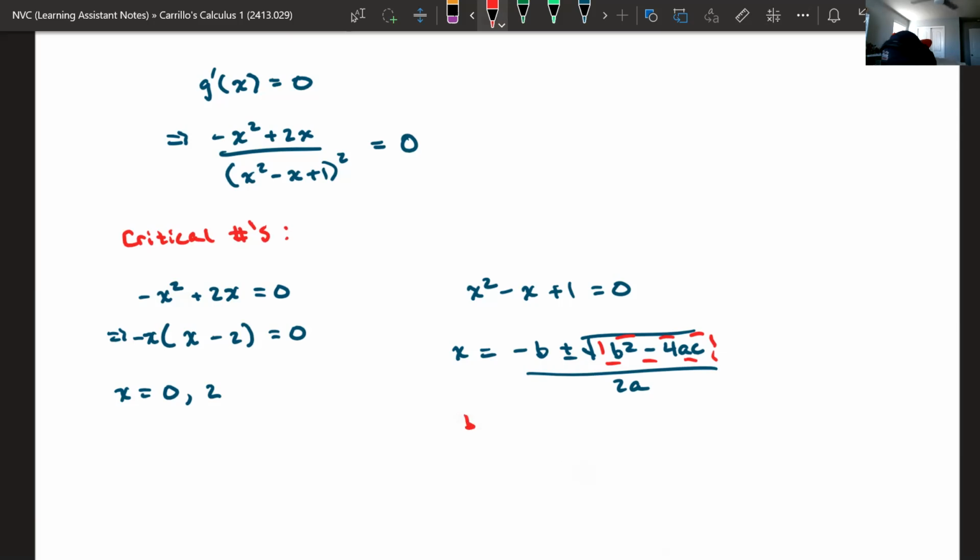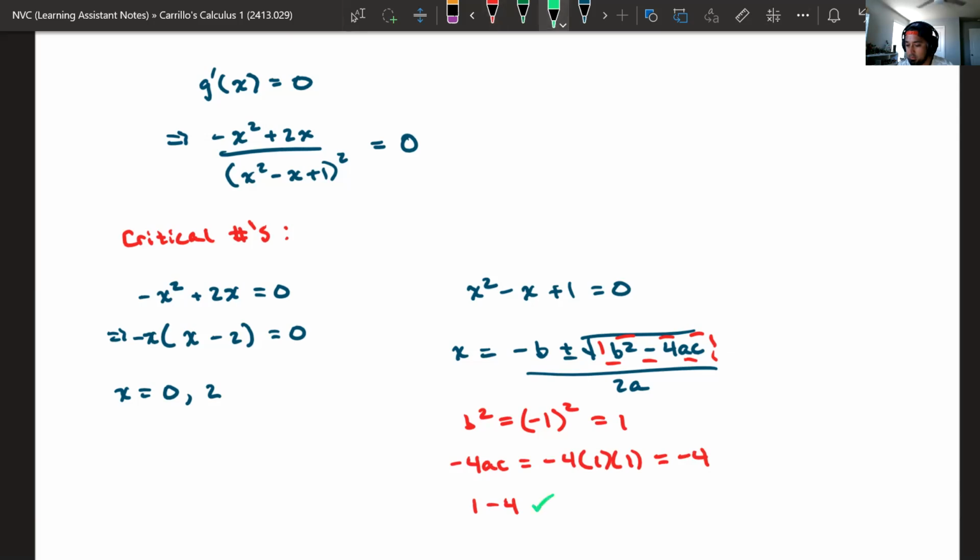Okay. So b squared is negative 1 squared, right? Negative 4ac will be negative 4 times a, which is 1, times c, which is 1, and this will be a negative 4. This will be a 1. Is 1 minus 4 a negative number? Yes, it is a negative number, meaning I can stop, right? This is a negative solution.